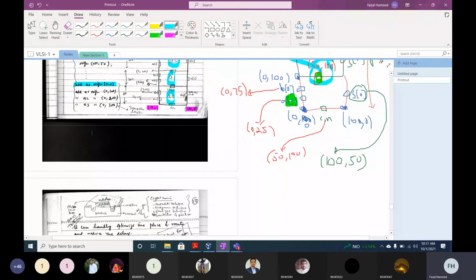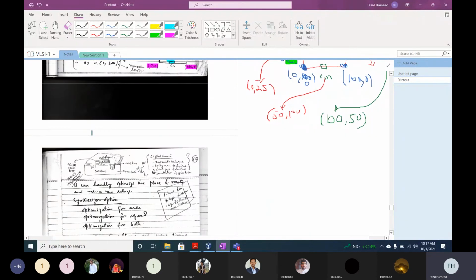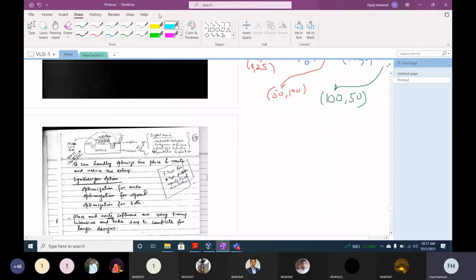Now, if you look at this transistor, okay. Even if you look at an NMOS transistor, now this is a schematic of an NMOS transistor. Can you see this on the left hand side? Yes. Can you see this?